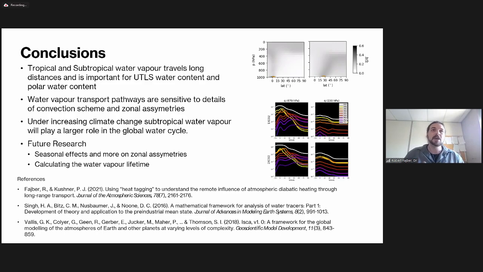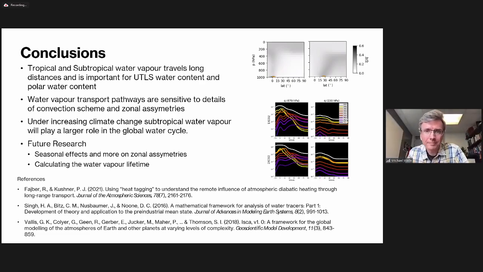zonal asymmetries. And so if we look at results in water tags in one model, it might not be robust to these features. And we need to do more to understand how these transport pathways are sensitive to these different things. And so lastly, I'll just say I'm really interested in seasonal effects and more on these zonal asymmetries. And I'm also going to work with a student on calculating water vapor lifetime. So much more to come in the future. Thanks very much.